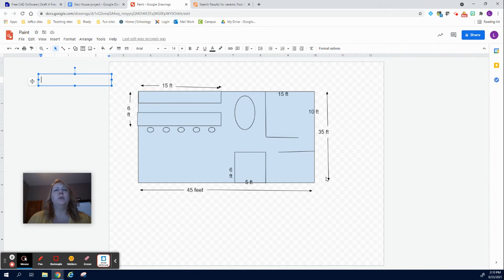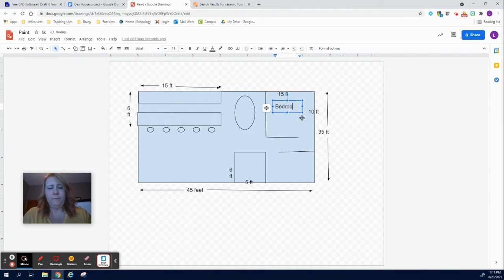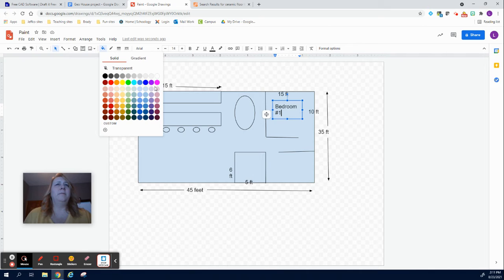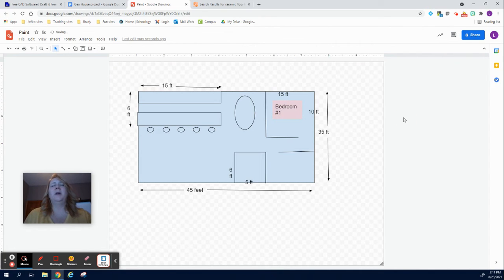But basically what you're going to do is figure out the rooms. My first one is this first bedroom. You might want to even label that this is bedroom number 1 for your purposes. Let me give that a slightly different color, this pink color. Okay, so bedroom number 1.